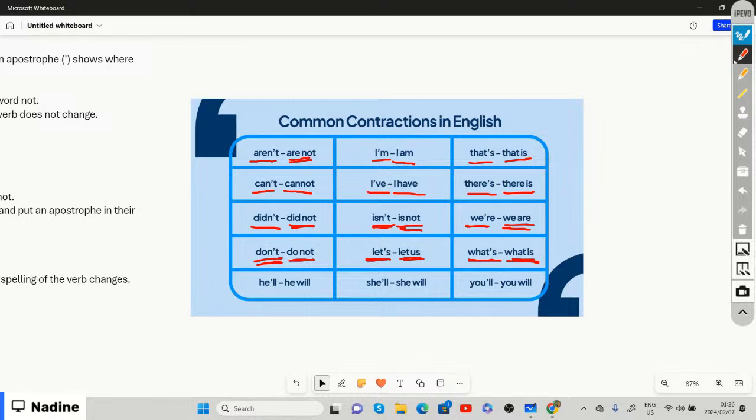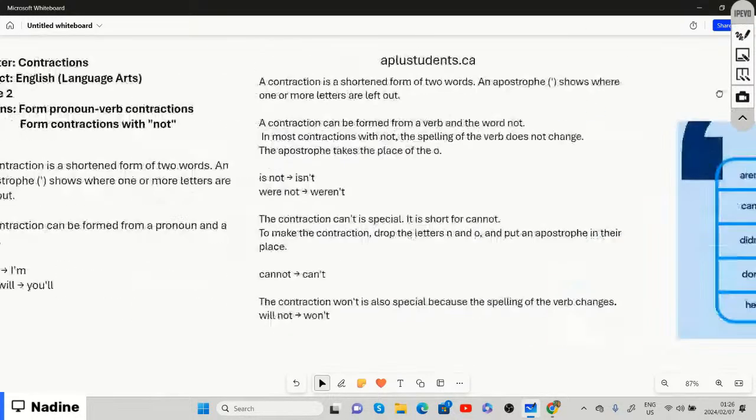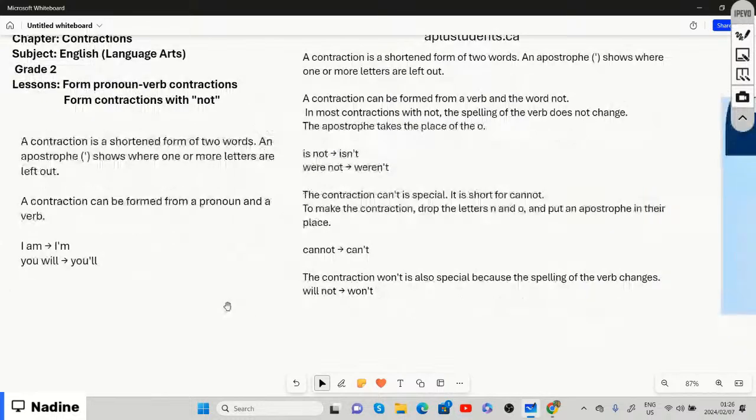So these are basically just a few common contractions in English, right? And we see the contraction is a shortened form of two words. An apostrophe shows where either one or more of the letters have been left out. So we can either form a contraction from a pronoun and a verb, or we can form a contraction from a verb and the word not.